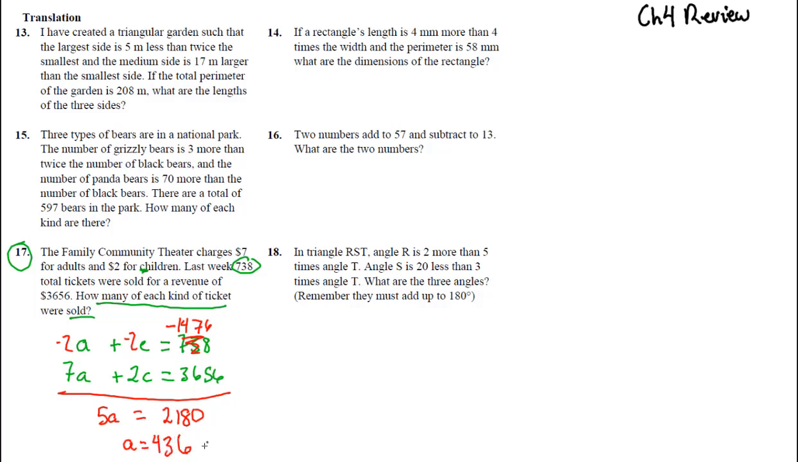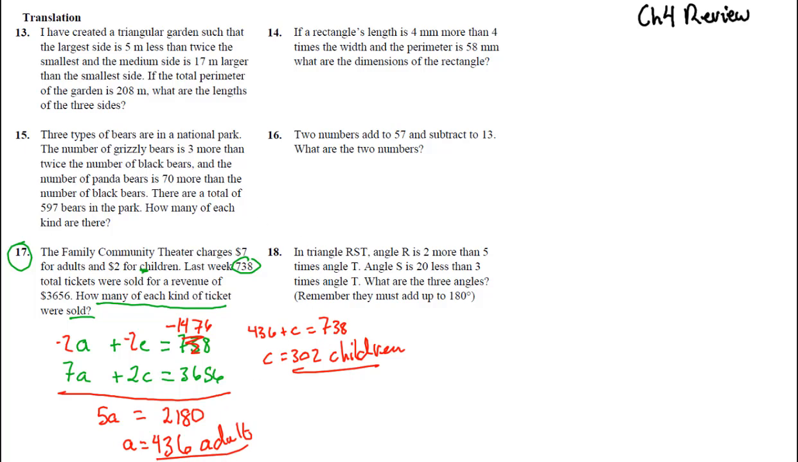436 adult tickets. And notice that we only had 738 total. So if we stick that 436 back up into that, you get 436 plus C has to equal 738. So subtract that, and we get 302 children. C equals 302. So this is adult tickets, and that's children tickets. Good, 302 and 436. Excellent.